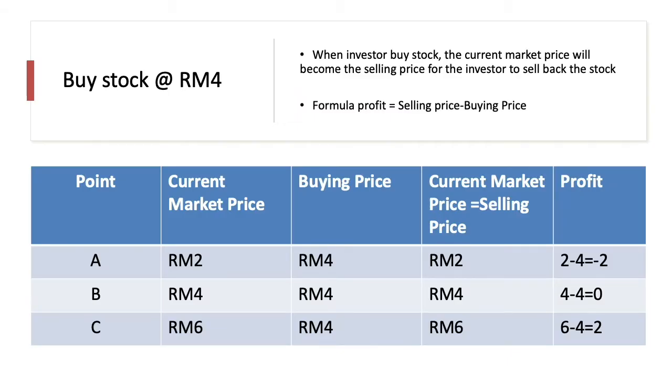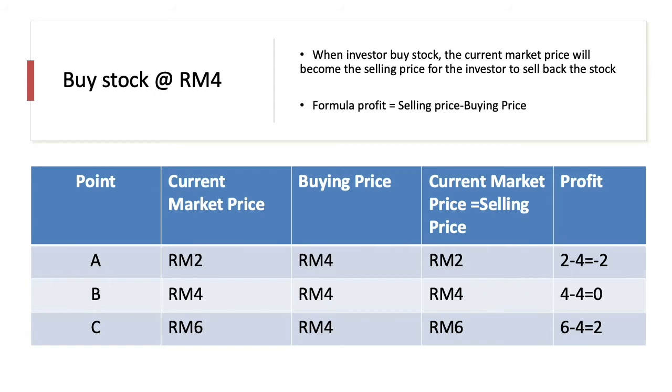Let's say you buy stock at RM4 ringgit. So you buy shares at RM4. When an investor buys stock, the current market price will become the selling price for the investor to sell back the stock. So you need to calculate the profit and loss for each market price of the share. Let's say you buy stock at RM4, that means you buy at point B. Let's assume the current market price is 4 and your buying price is 4. So you assume that the current market price is your selling price.